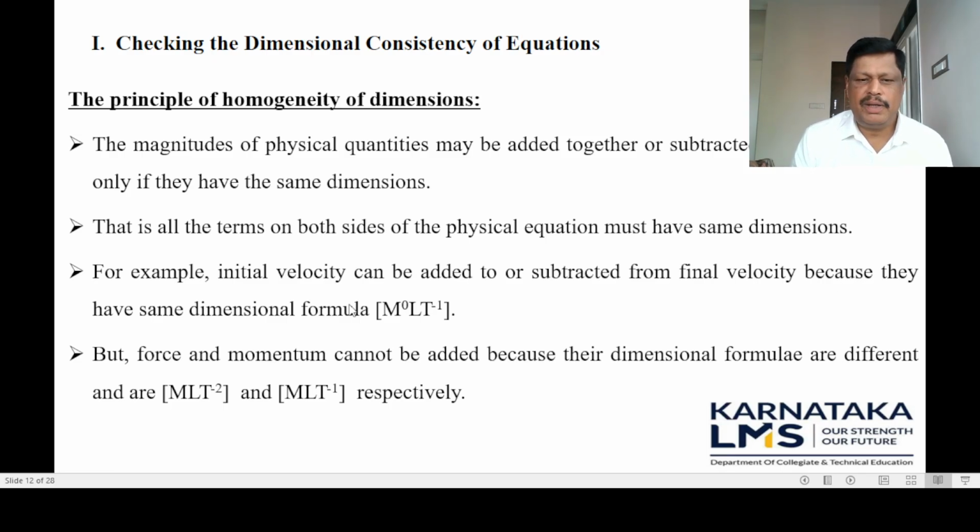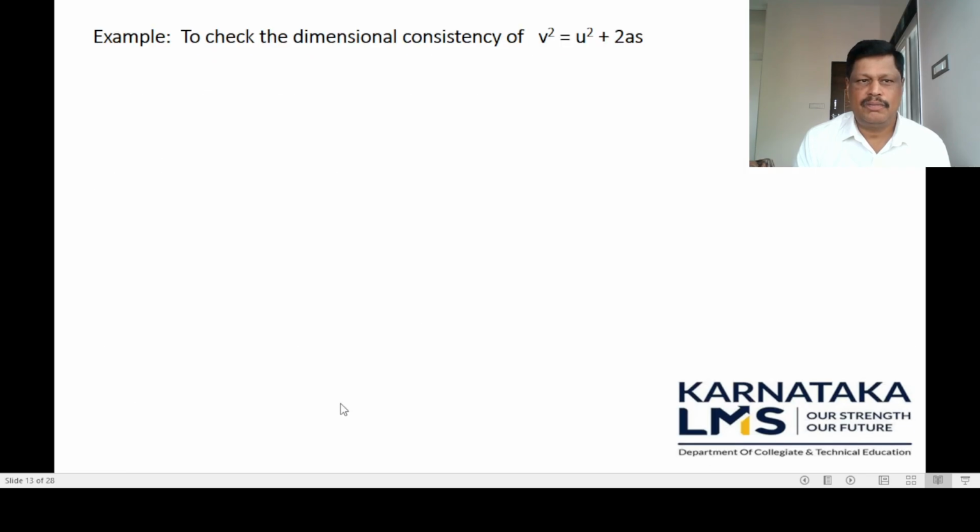Because they have the same dimensional formula, M to the power of 0, L to the power of 1, T to the power of minus 1. But force and momentum cannot be added because they are different physical quantities and they have different dimensions. Their dimensional formulas are different: the dimensional formula for force is M L T to the power of minus 2 and for momentum M L T to the power of minus 1, respectively.